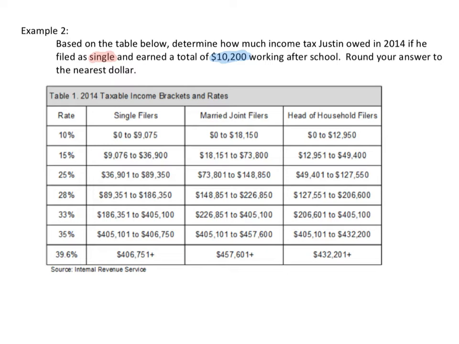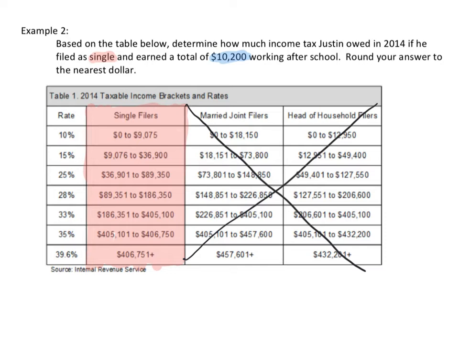So the first thing I have to do is find where it is filed as single, and that is right here. So I'm going to highlight that column. We're highlighting the single file because that is what he filed as. The other columns now do not matter, so we're going to cross them out. Married and head of household do not matter.